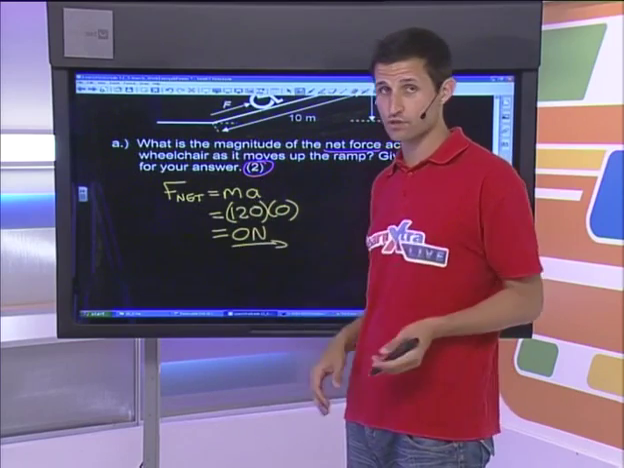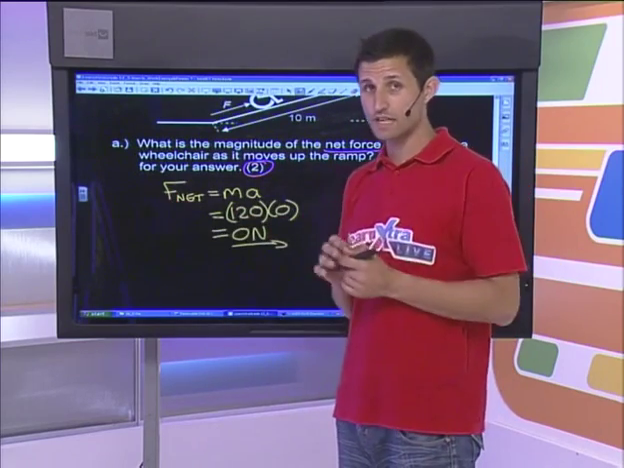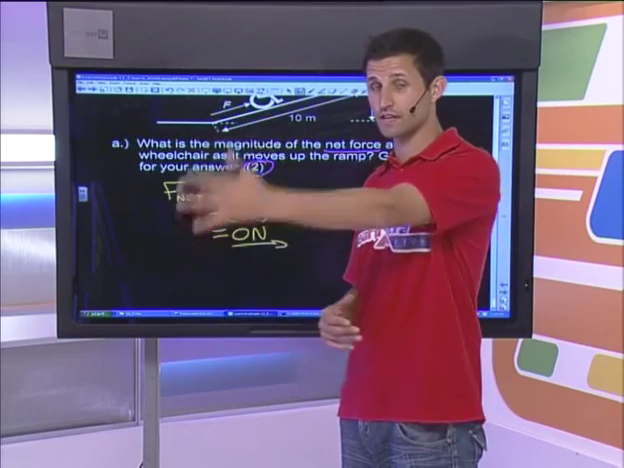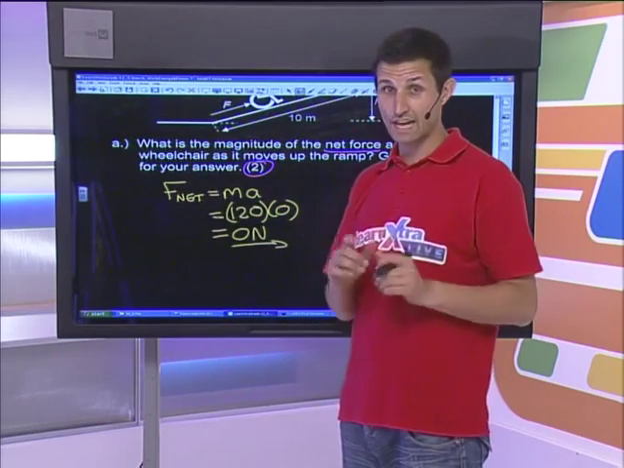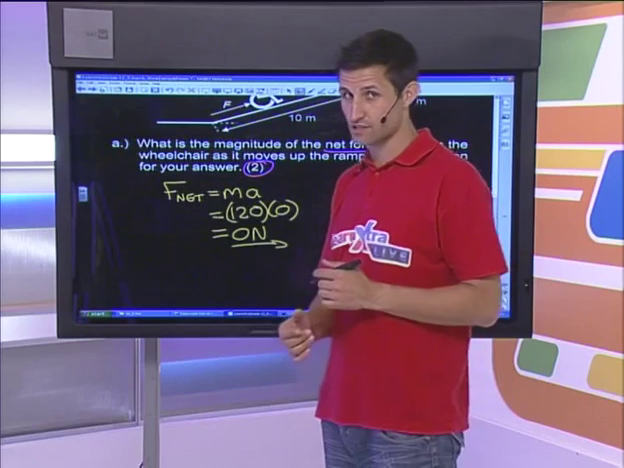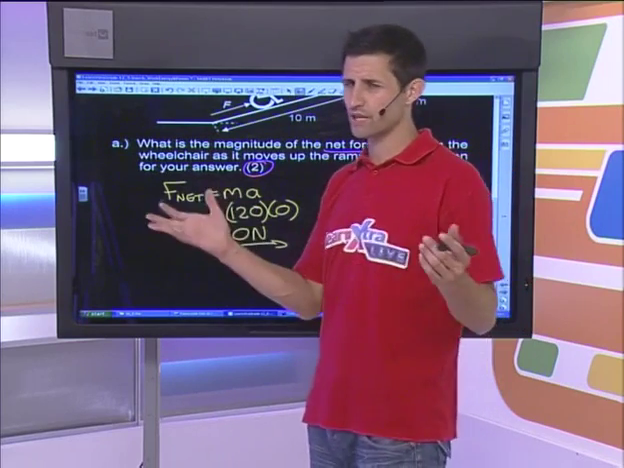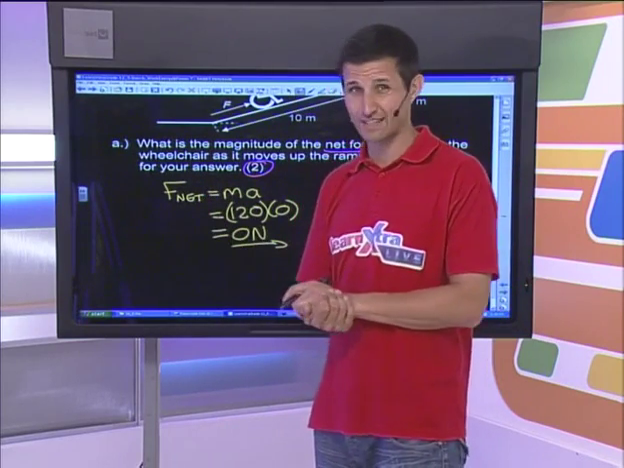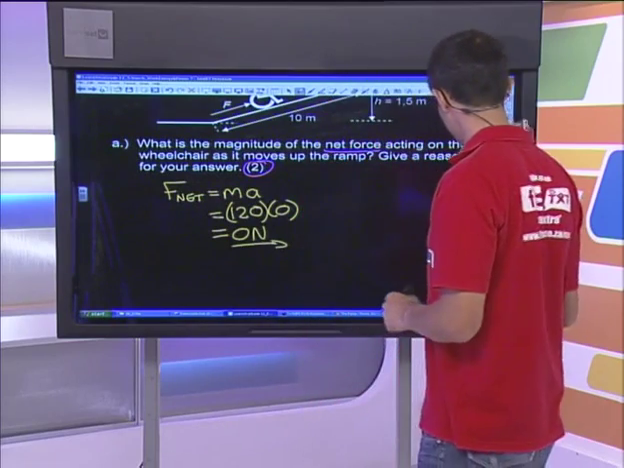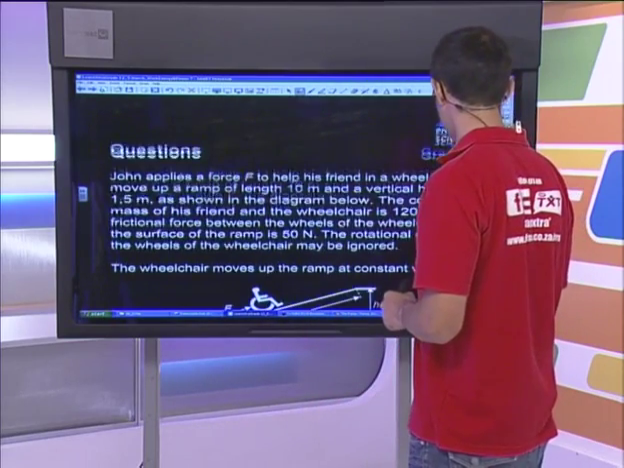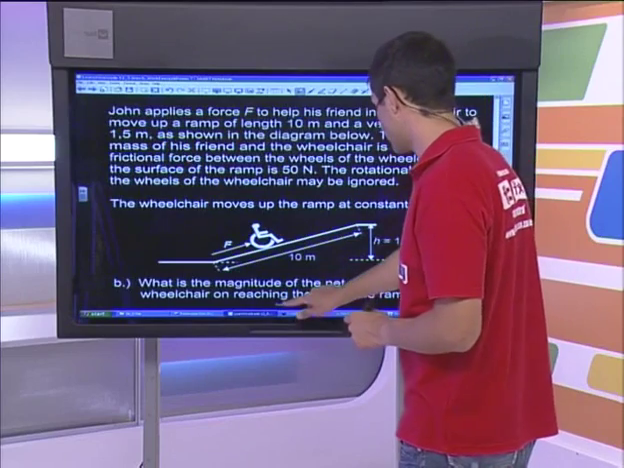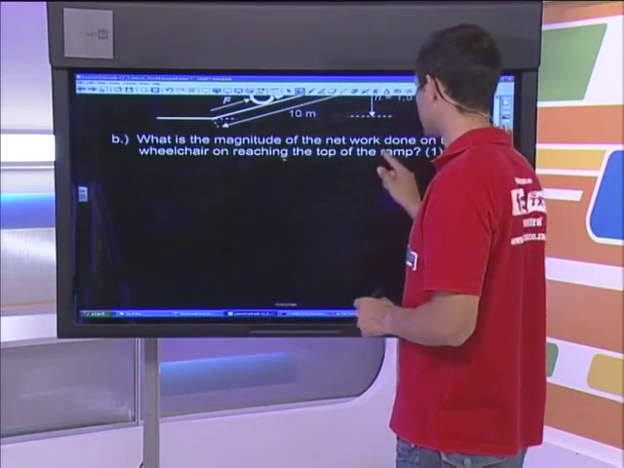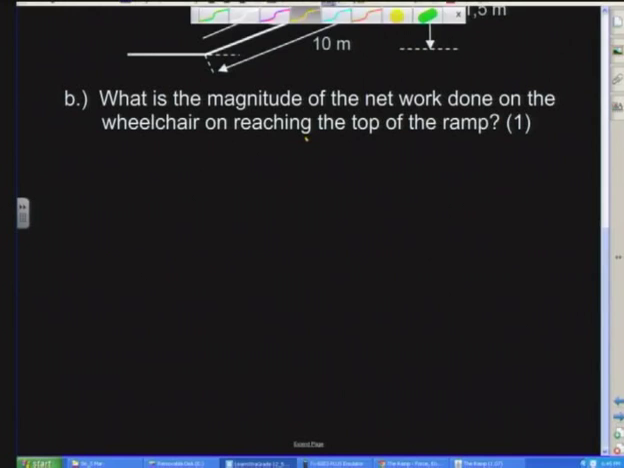So Paul is doing a good job keeping the constant velocity headed up the hill against friction and against the weight, but he's not adding to this object's kinetic energy. Now you might say, Phil, when did they actually manage to talk to you about kinetic energy? Well, if I read a little bit further, let's take a look at our question, and it says, what is the magnitude of the net work? Okay, wait a minute, this is something new. The net work done on the wheelchair on reaching the top of the ramp.